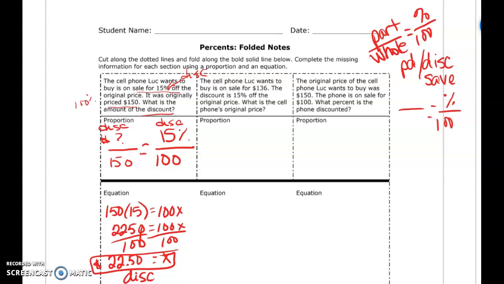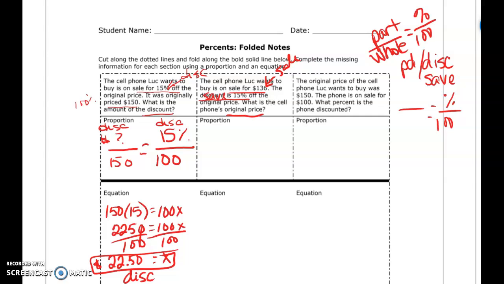All right, number two. Hopefully you did okay there. Number two tried to trick you, so I'm hoping you didn't get caught up in that. It says it is on sale for $136, but the discount is 15% off. So if this is sale and this is save, then those don't match, so we're going to have to do an extra step.